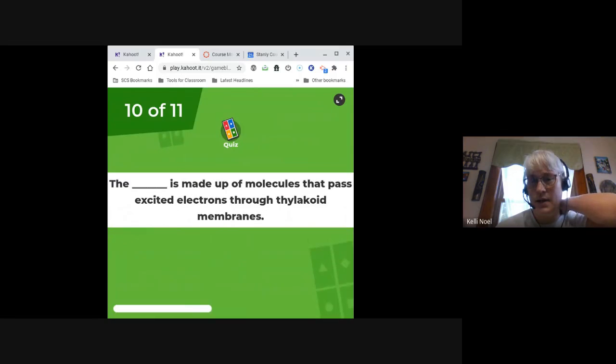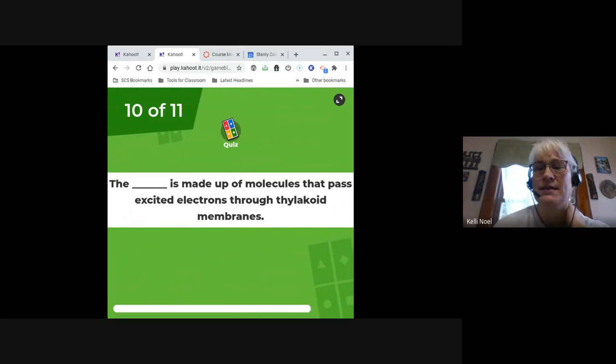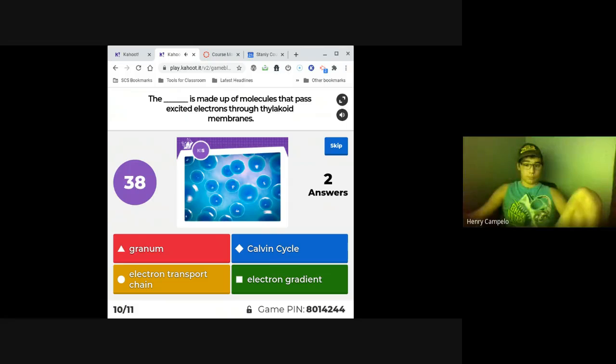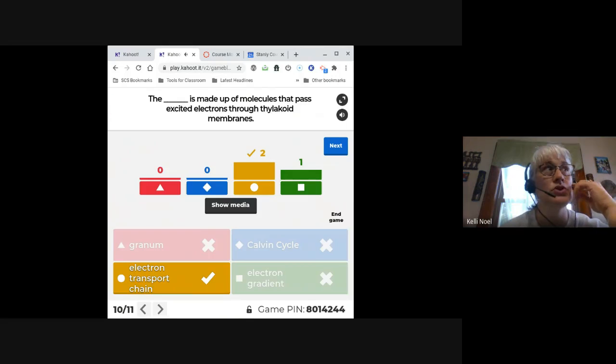The blank is made up of molecules that pass excited electrons through the thylakoid membranes. So the key word is electrons there. That should help you narrow it down to 2. All right, electron transport chain.